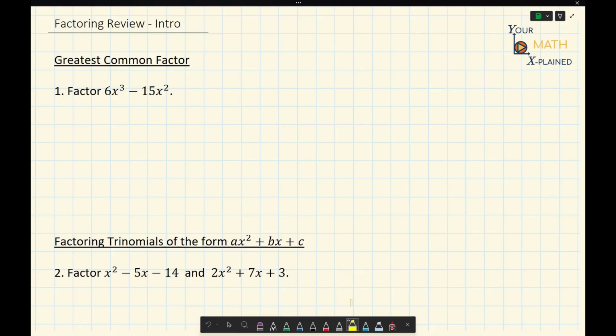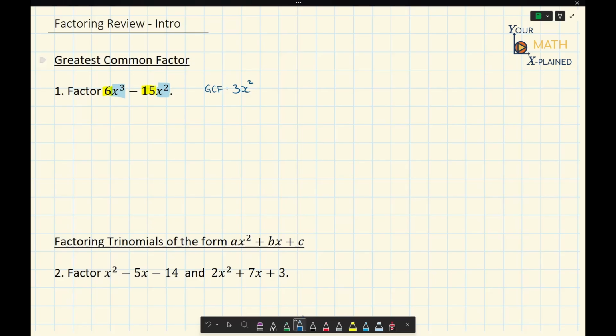The first technique is the greatest common factor, and you always look for this first. The idea is to pull out the largest number and variable that divides evenly into every single term. So here we can see the numbers are 6 and 15. And the greatest common factor of 6 and 15 is going to be 3. Next, we look at our variable. The first term has x cubed, and the second term has x squared. So the greatest common factor between those two is going to be x squared.